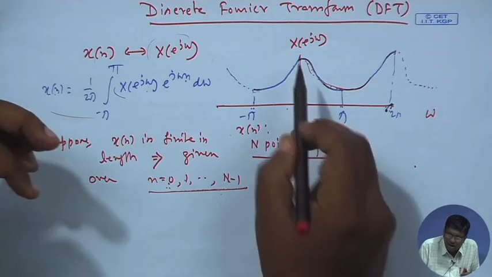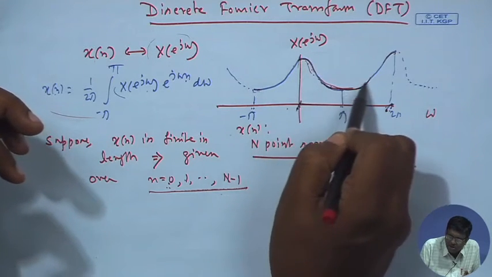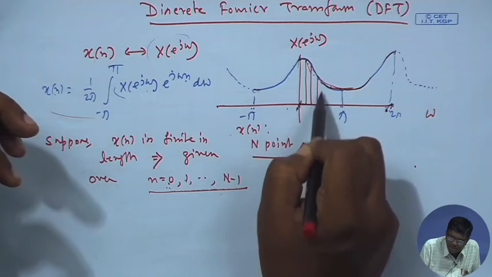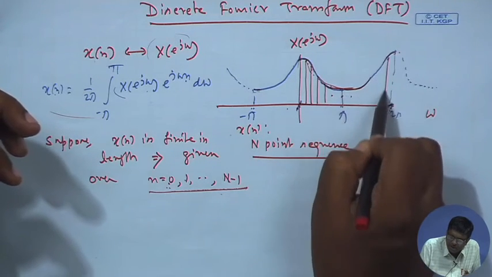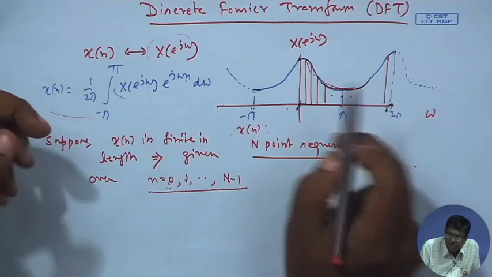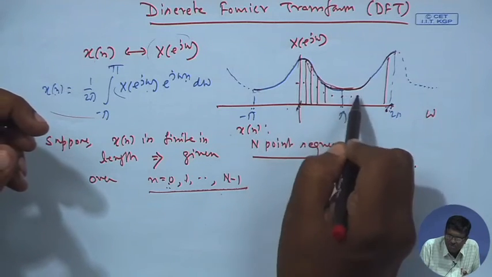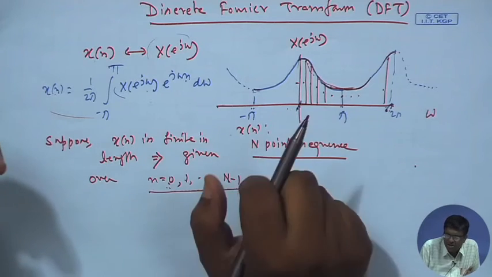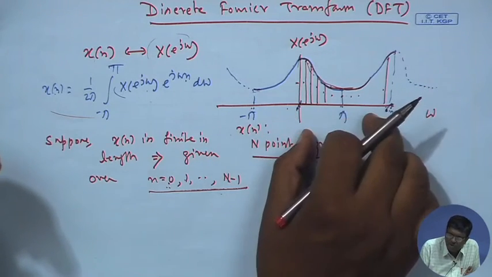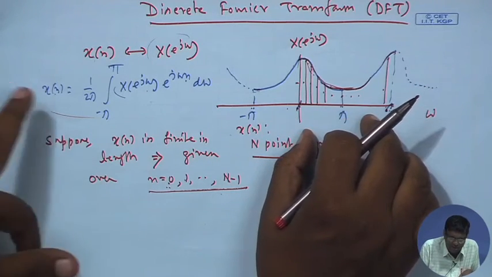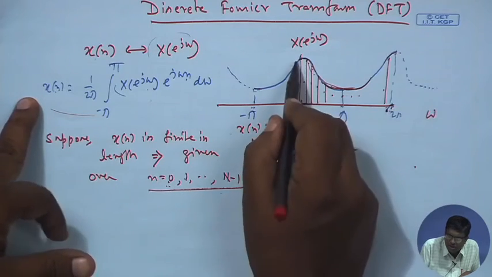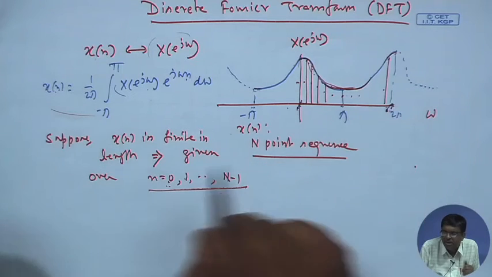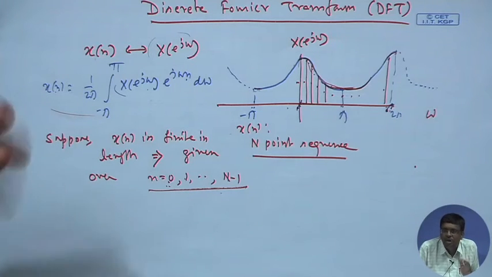But if the sequence is given to be finite in length, then I am saying that I will not require this entire waveform, I will require only some samples. They have to be taken appropriately, and my claim is these samples are good enough. If I have capital N number of samples, we will see that those samples are good enough for me to get back x[n]. I do not need the entire waveform. I need only to store capital N number of samples. That is the claim I am making.